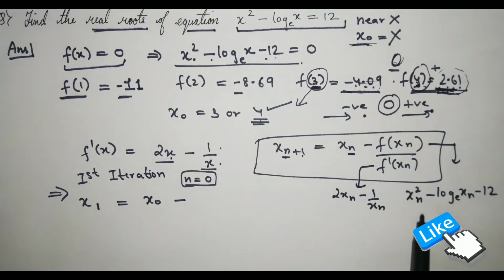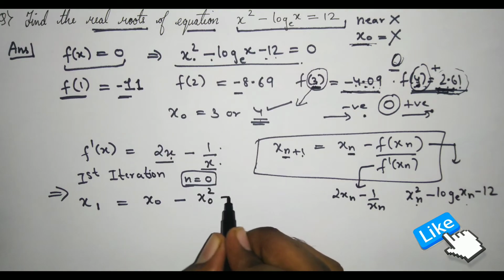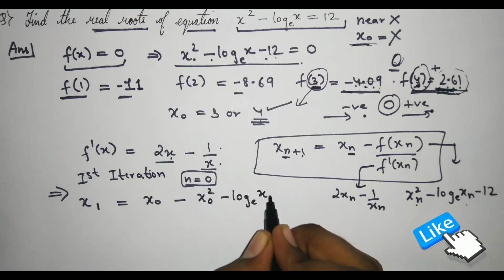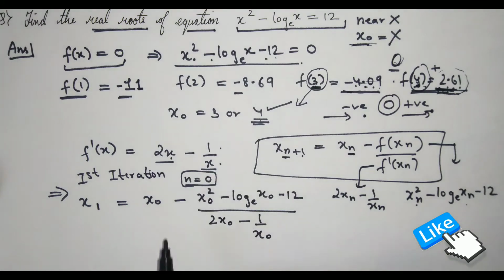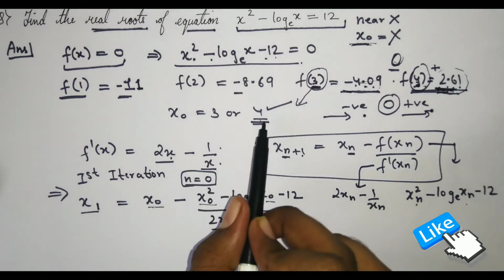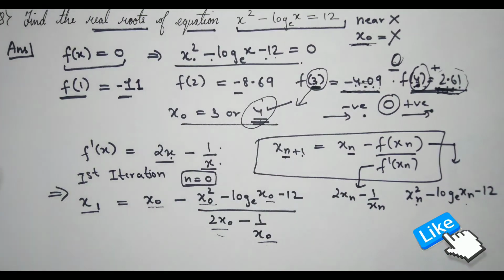Now just place 0 here, so we'll get x0 minus log base e x0 minus 12 by 2x0 minus 1 by x0. Okay, now the basic idea. We got the final expression. Now you have to place the x0 value here. Observe here, we have to place the x0 value in order to find the x1 value. The x0 value we found out by this method. So the x0 value we have taken as 4. So in place of x you have to place 4.